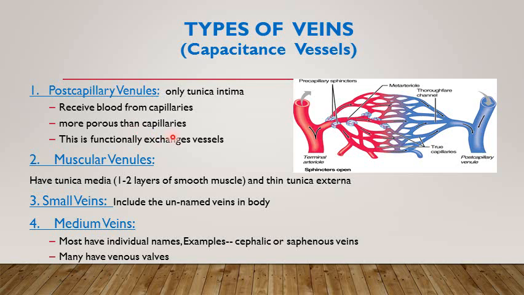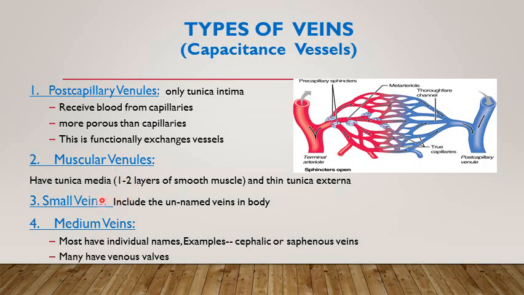When in the tunica media, the muscular component, 1 to 2 layers of smooth muscles appear, then these are going to become the muscular venules, which come from post capillary venules. The next one, when there is the appearance of smooth muscles in the tunica media, but they are just having 1 to 2 layers, these are muscular venules. These venules are joining together and going to form small veins.